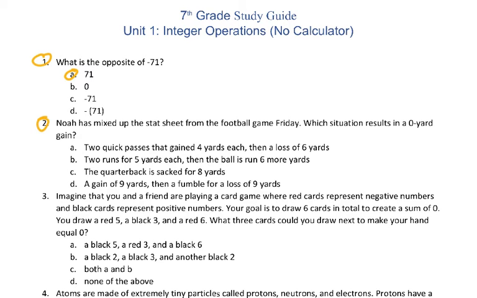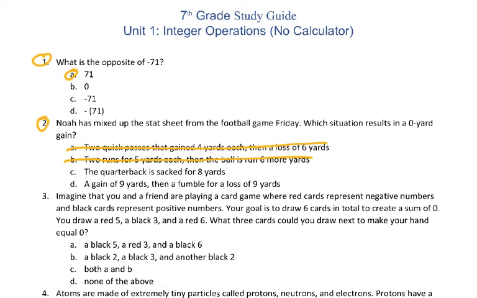Number 2 says that Noah has mixed up the stat sheet from the football game Friday. Which situation results in a 0-yard gain? So we can go through each one of these. If he gains 4 and loses 6, he'd be at negative 2. If he has 2 runs for 5 yards each, he would be at 10. And then the ball is run 6 more yards, he'd be at a positive 16. So we can rule that out. Remember, we're looking for 0.